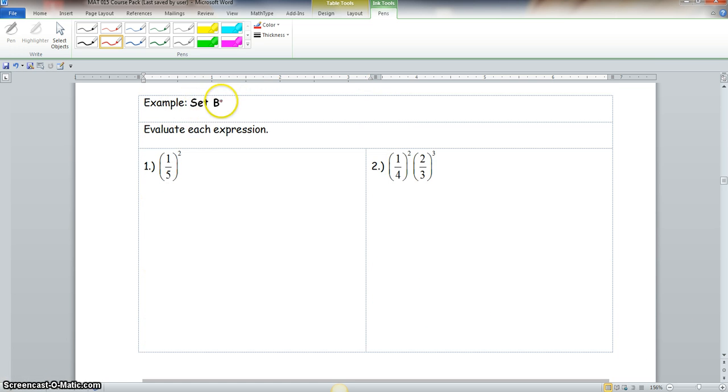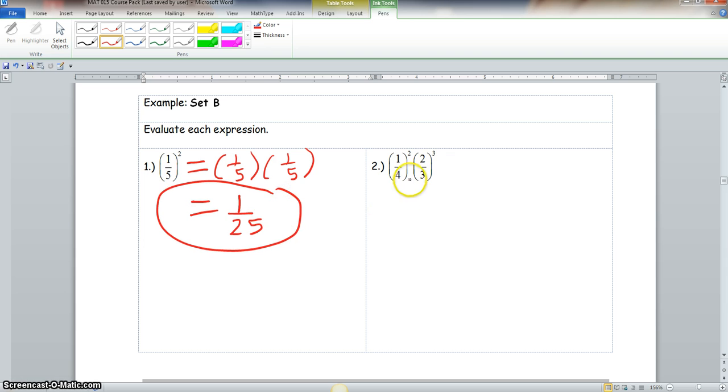Now we go to example set B. It says evaluate each expression. We're dealing with fractions being raised to an exponent. Now, because this whole fraction is in a parenthesis and the exponent is on the outside of the parenthesis, that means that this whole fraction is taken to the second power. So this is the same as this here, because it's to the second power. Now we go top times top, 1 times 1 is 1, bottom times bottom, or denominator times denominator, 5 times 5 is 25. So your final answer here is 1 over 25.